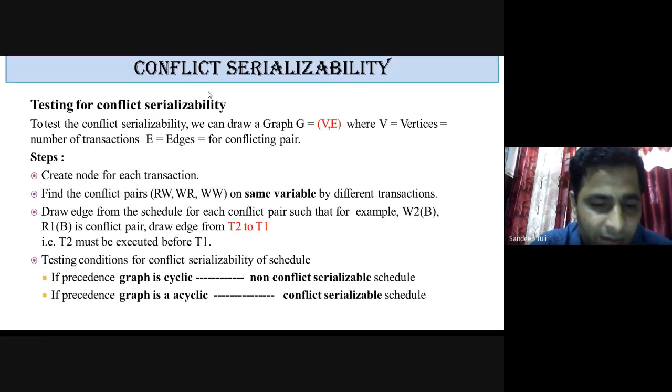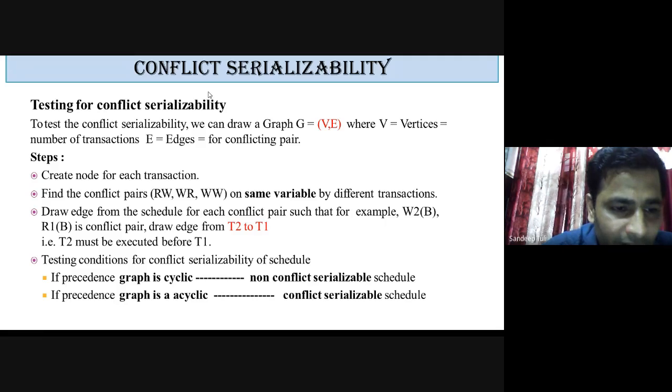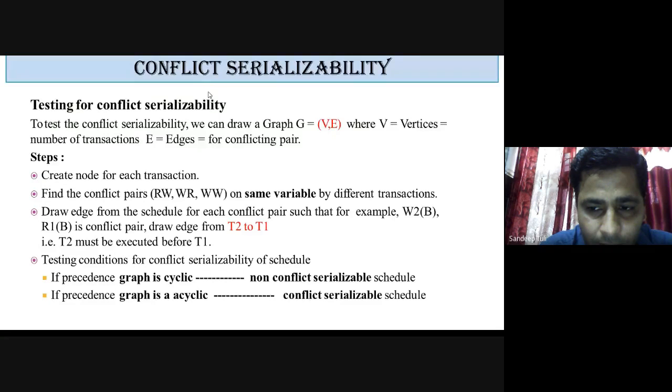First of all, we need to create a node for each of the transactions. Suppose our schedule has 3 transactions, then you need to create 3 different nodes. We will have an example of that also. Then we need to find the conflict pairs: read-write, write-write, or write-read. Only these 3 possibilities are there to find conflicting operations on the same variable by different transactions. Now we need to draw the edges from the schedule for each conflicting pair, such that, for example, write of 2B and read of 1B is a conflict pair.